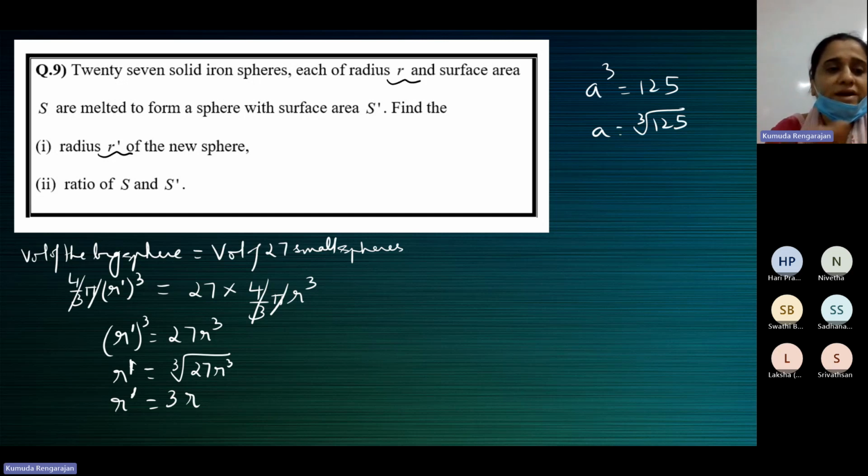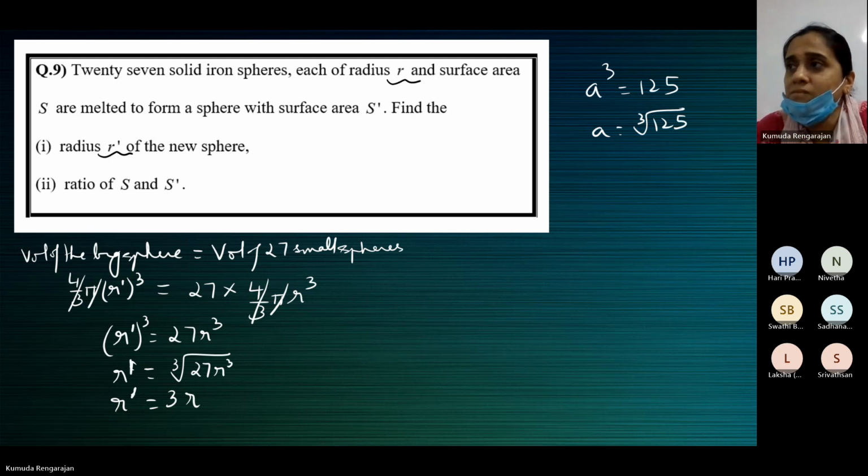Now we find the radius R dash of the new sphere. We found R dash is equal to 3R. You can't find a number. You can't find R dash is 15 centimeters, 20 centimeters. That we cannot find. Find R dash means this one. R dash is equal to 3R. You understand? R dash is equal to 3R. This is what you can find.